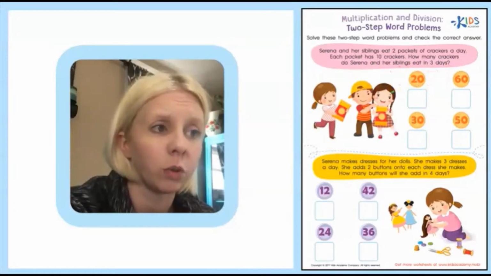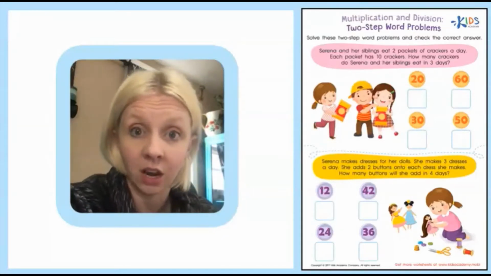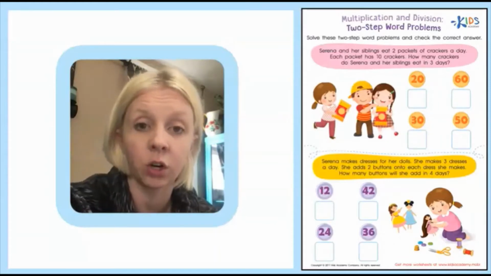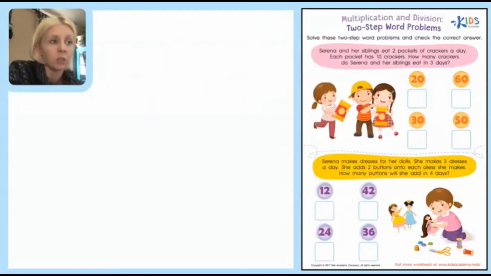So let's start first with the first sentence. Serena and her siblings eat 2 packets of crackers a day. What I like to do is, as I hear something, I like to draw out a picture to help me understand and organize what it is that I'm reading. So it says that they eat 2 packets of crackers. So we'll pretend that this is a packet of crackers and there's 2 of them, and they eat that in a day. So this is for 1 day.